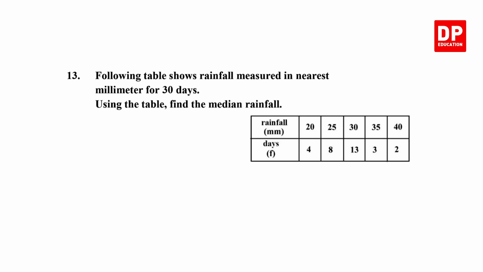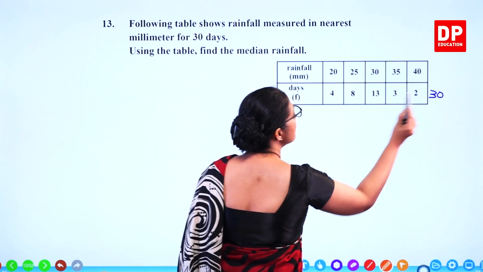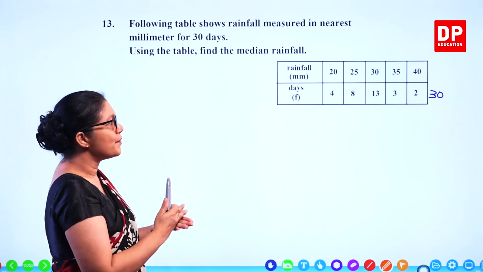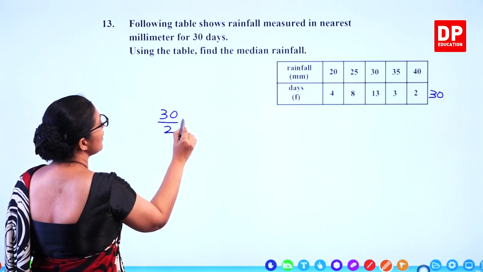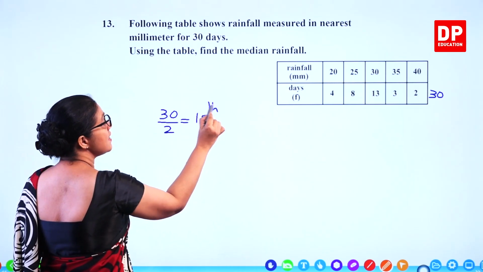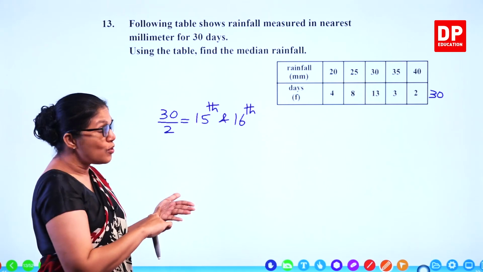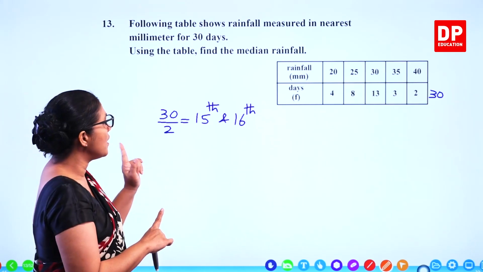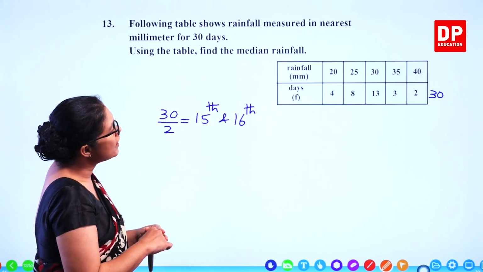Question number 13. Following table shows rainfall measured in nearest millimeter for 30 days. So that means when you add everything, that's 30. Using the table, find the median rainfall. Median means the mid value. How you find out the median? You divide by 2. That means you get 15th and 16th. Why this is 15th and 16th? Because when you get even number of data points, you get 2 middle terms. So 30 is even number. So the middle 2 terms are 15th and 16th.